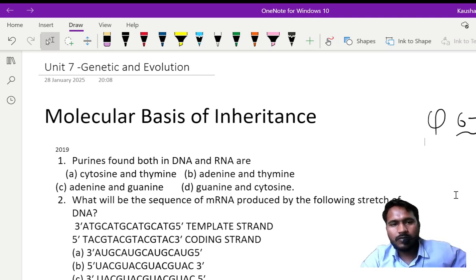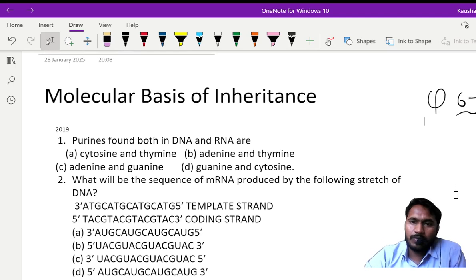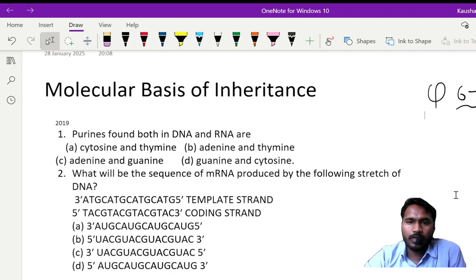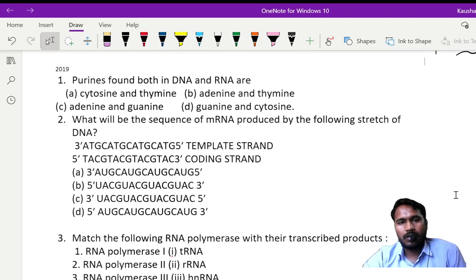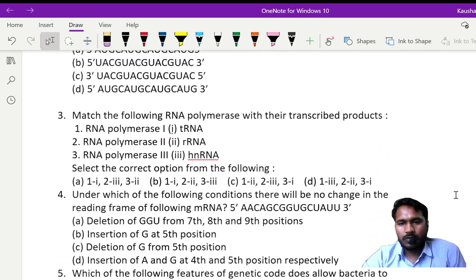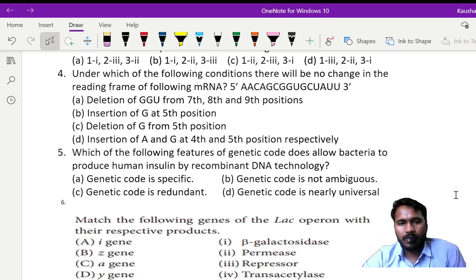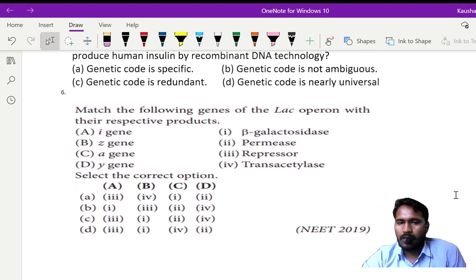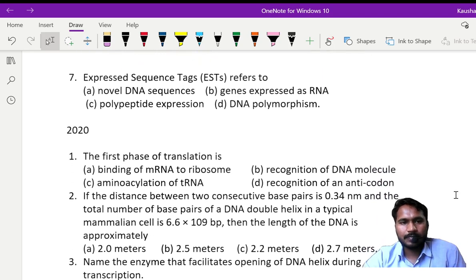I will request you to first solve these questions on your own, and these questions are easily available in the uBiology app. You can go and check there and solve there. So these are the questions. I am scrolling. You can pause your video and solve these questions, and after that it is good to see the answer.